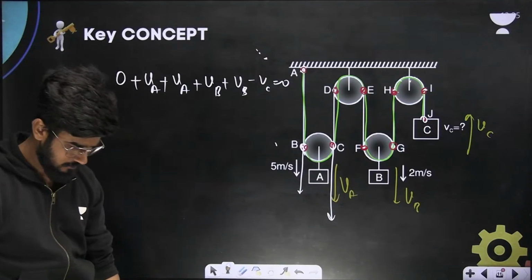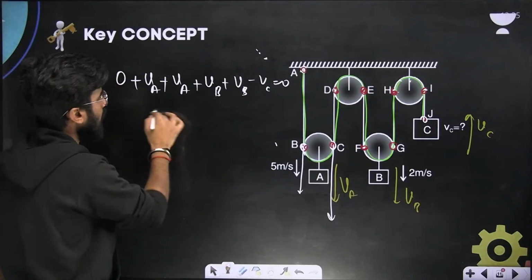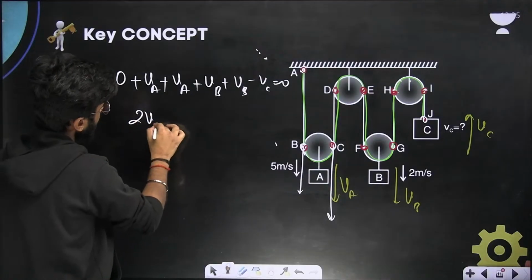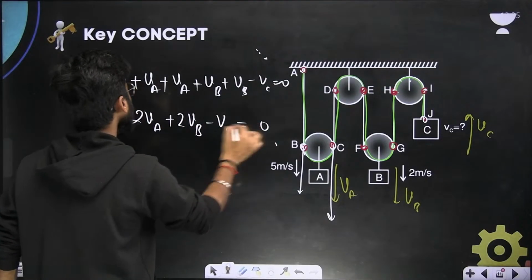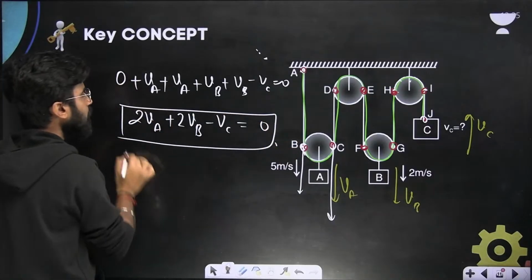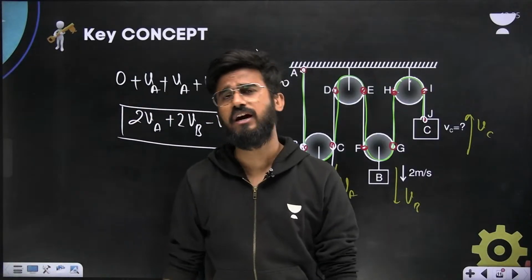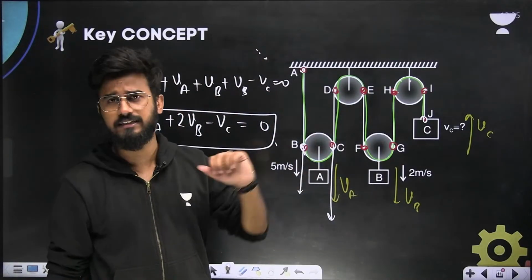Okay, got it? Okay. Now what can we write? 2VA plus 2VB, now just the calculation, minus VC, that is equal to 0. So this equation we have got, or we can say this relation we have got in these three velocities.